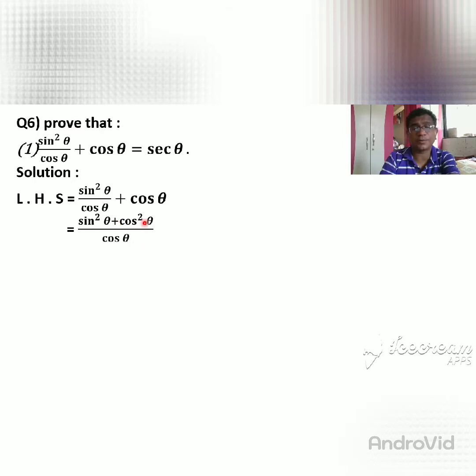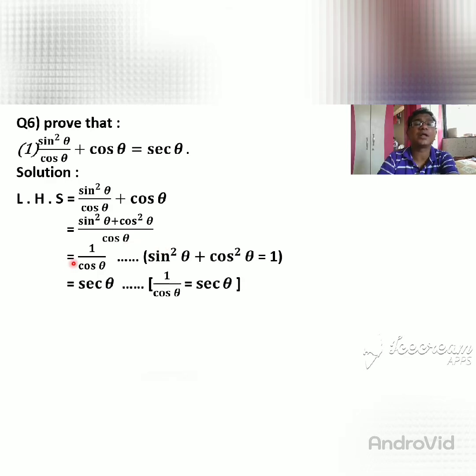So sin square theta plus cos square theta is equal to 1. So I write sin square theta plus cos square theta is equal to 1. The 1 remains as it is, 1 upon cos theta. So what is 1 upon cos theta equal to? 1 upon cos theta is equal to sec theta. So see, here is 1 upon cos theta, and 1 upon cos theta is equal to sec theta. I hope you understand.